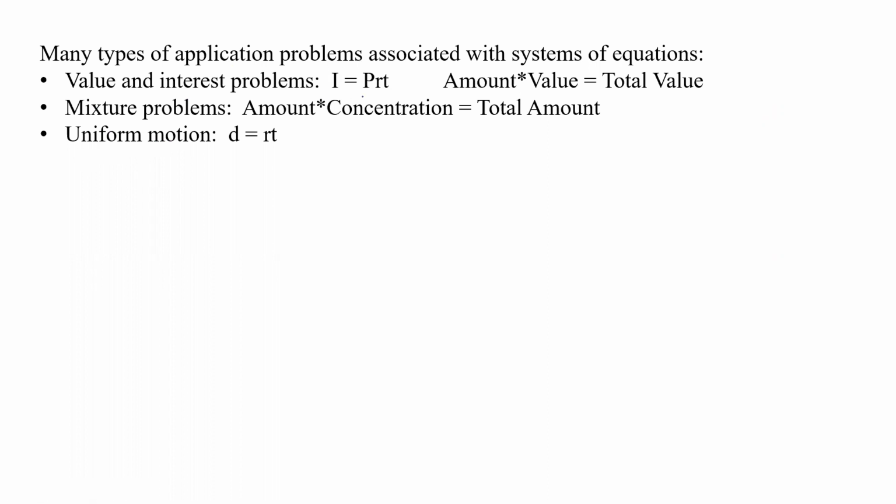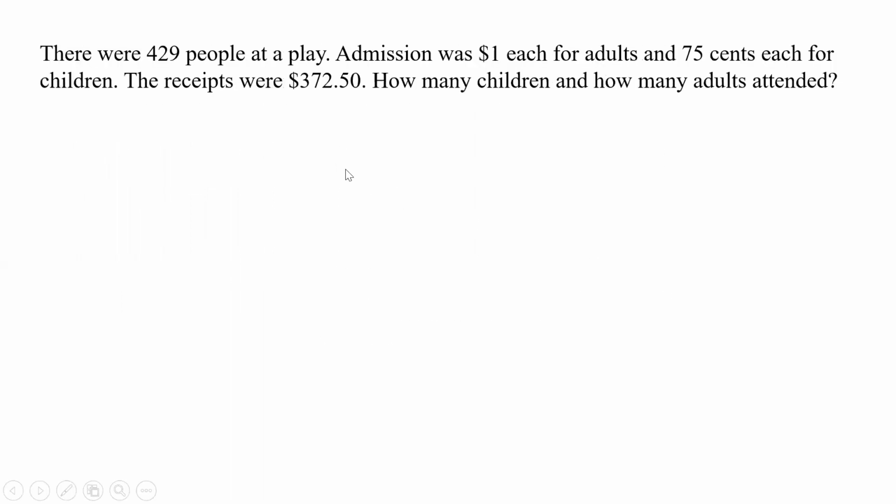So, interest is equal to principal times rate times time. If you have some amount and you take it times its value, you're going to get a total value. For concentration, you're going to have some amount times the concentration. That's going to give you a total amount. And uniform motion, that's just distance equals rate times time. So with those main concepts, let's go ahead and get started on some problems.